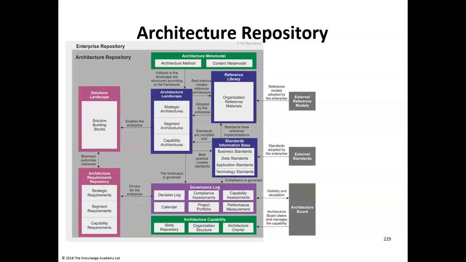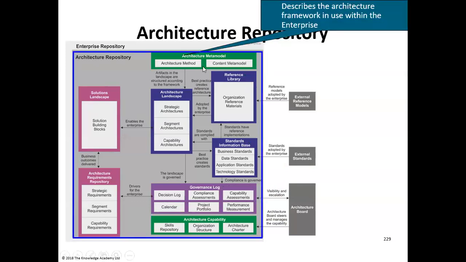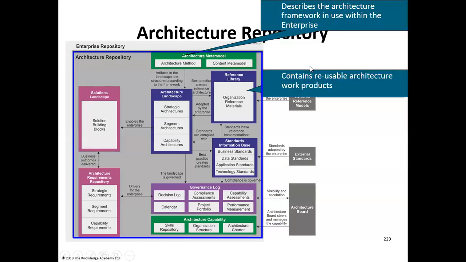Now, coming back to the repository, this one is called the architecture meta model. What does the architecture meta model do? It describes the framework in use within the enterprise and so many other details. Now, the second one is called the reference library.